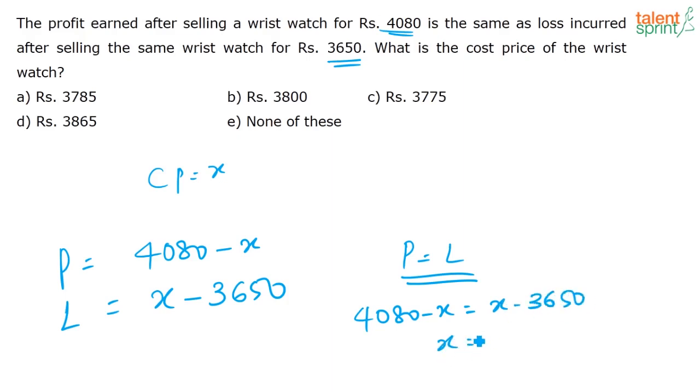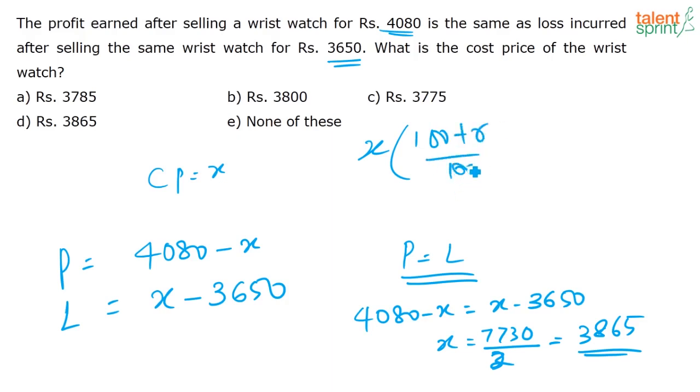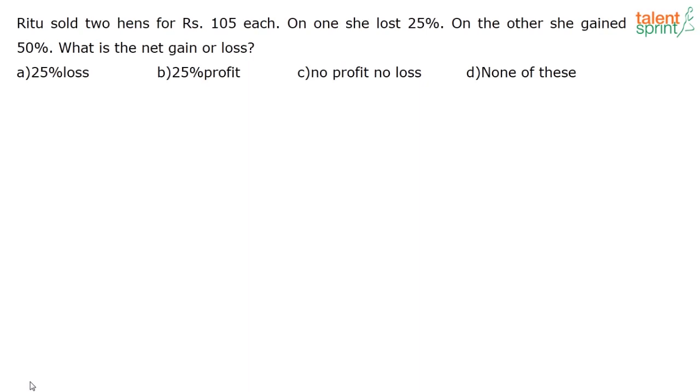You solve, you get X is equal to 7730 by 2. Take it to the other side, 7730 by 2, that is equal to 3865. Very easy question. Now see, when they suddenly give it like this, some of us have a tendency to write the selling price is X into 100 plus R by 100 is equal to 4080 and all that. None of these is required. Very basic question, and can be solved very easily. Let's move on to the next question.